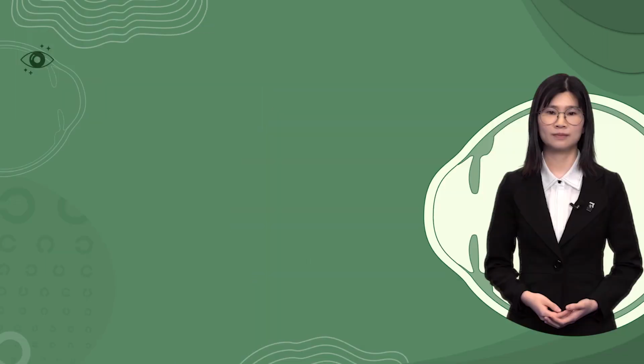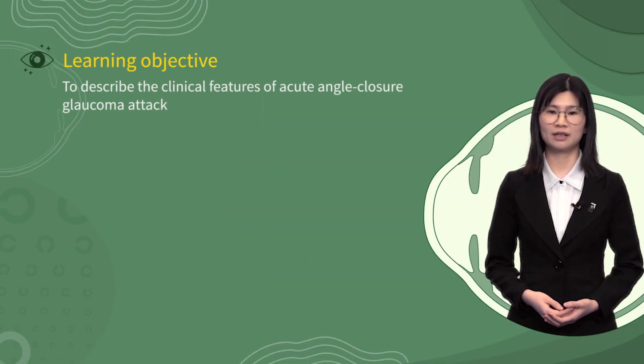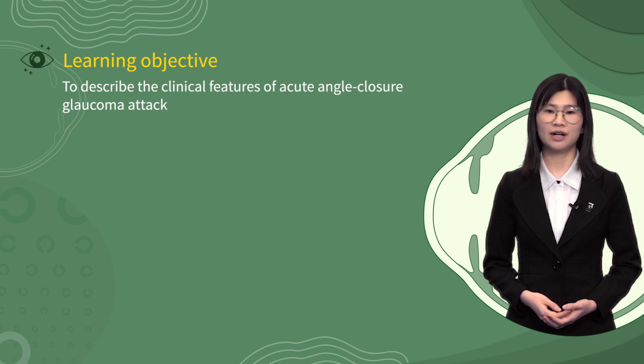So, what's the most likely diagnosis? Can you describe the characteristics of this patient that help you make the diagnosis? Hope you can answer these 2 questions after this section. The objective of this section is to describe the clinical features of acute angle closure glaucoma attack.